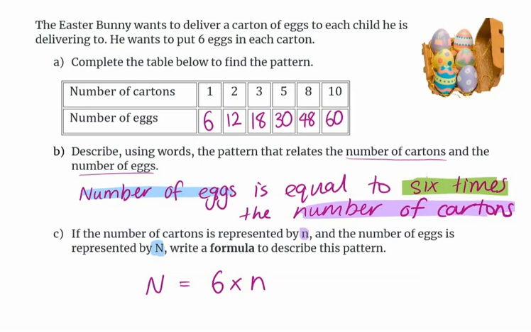Now when we're writing algebraic rules, the most correct way to write that is without the multiplication symbol. So we can rewrite this as capital N, the number of eggs, is 6n, and that means 6 times n, but that's a more concise way of writing 6 times n.